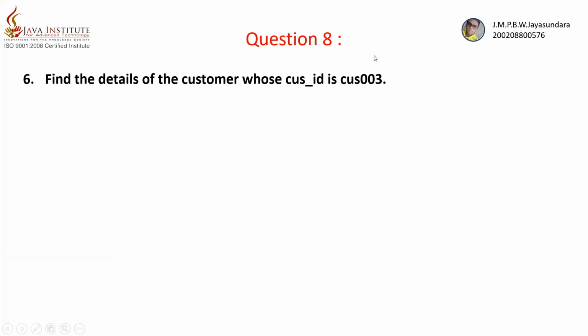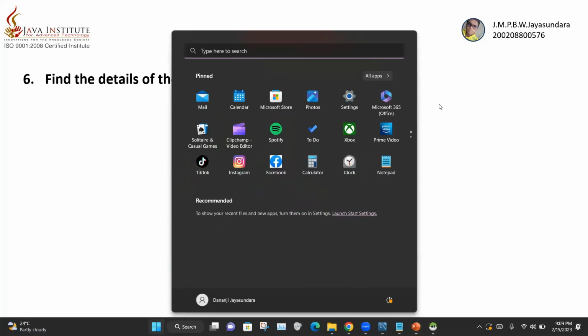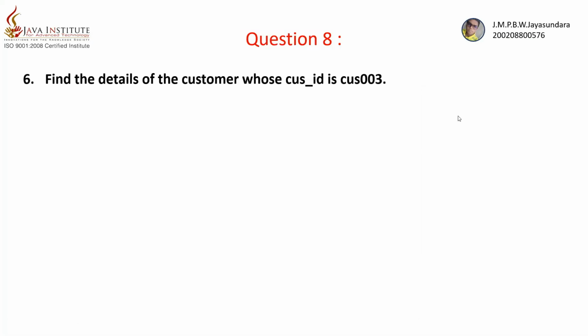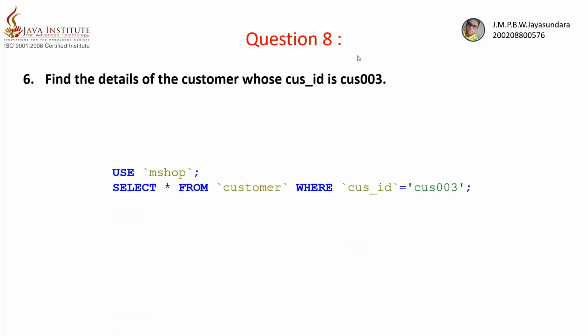In our sixth question, it says find the detail of the customer whose cus ID is equal to CUS003. First, we need to define what database we are using and then we can run a search query with the condition. In here we have defined our database using use mshop. After that we can run our search query. And in here we have said select all columns from customer table.